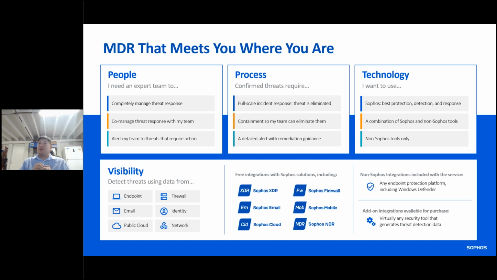From a process perspective, Sophos can provide the incident response and do the threat remediation on your behalf. Again, a report is shared with you after that. There can be a containment option, where Sophos contains the threat so you as a partner can eliminate it if you want to. There's also a detailed alert option.